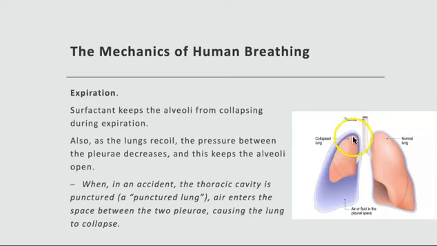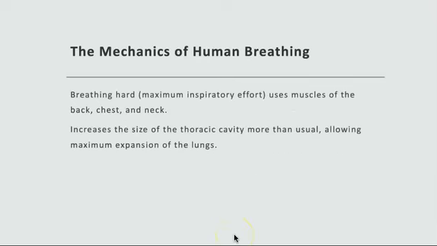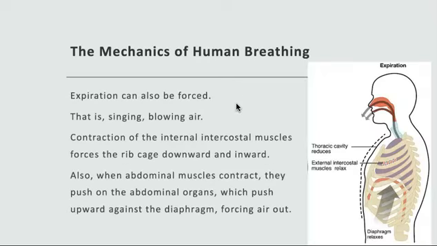Now, those were some just normal breathing mechanisms that we talked about, but what happens when we breathe hard? This means we have maximum inspiratory effort and we're using extra muscles, what we call accessory muscles of the back, chest, and the neck. We'll see an increase in size of the thoracic cavity more than usual, and it'll allow for maximum expansion of the lungs. So let's talk about our expiration being forced, such as when we're singing or blowing air.